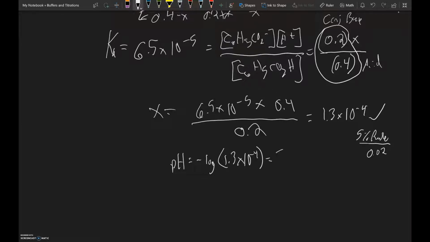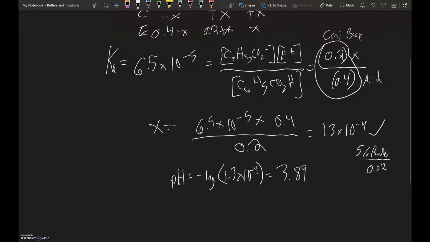That gives me 3.89 for the pH of this buffered solution. So just a little simple recap here. This ratio that we're talking about is an important ratio. This ratio is the ratio of conjugate base over acid, and as long as you have that ratio present, you're going to have a buffered solution.